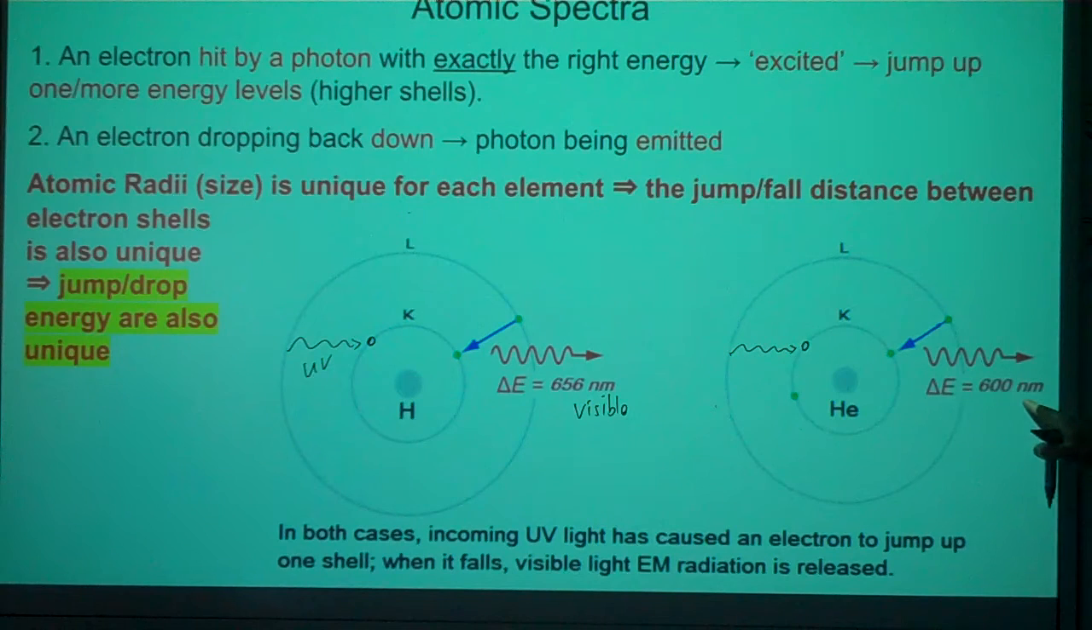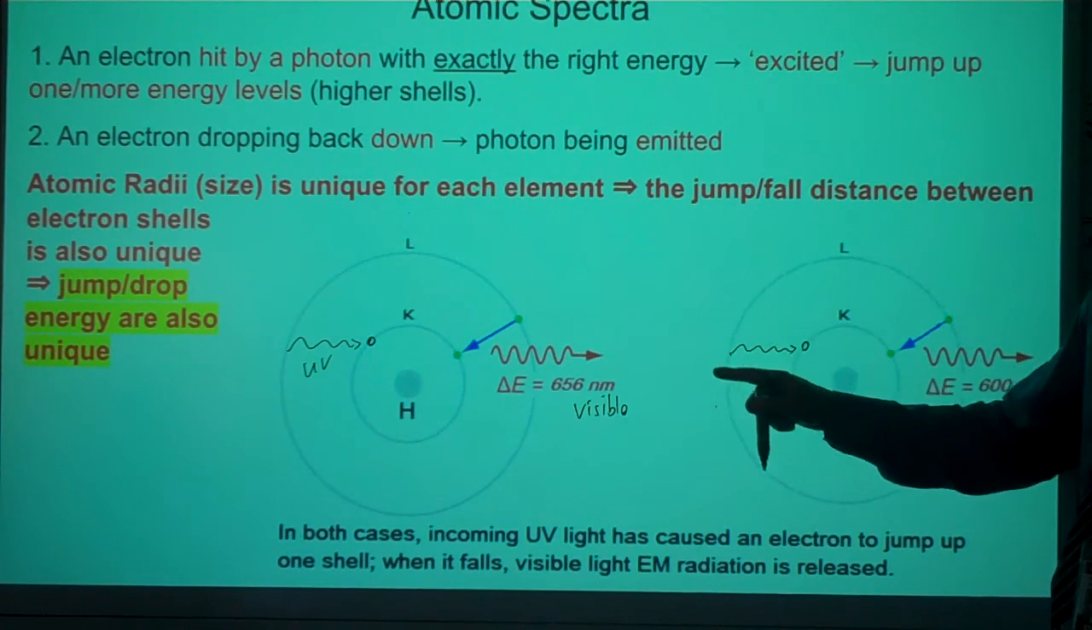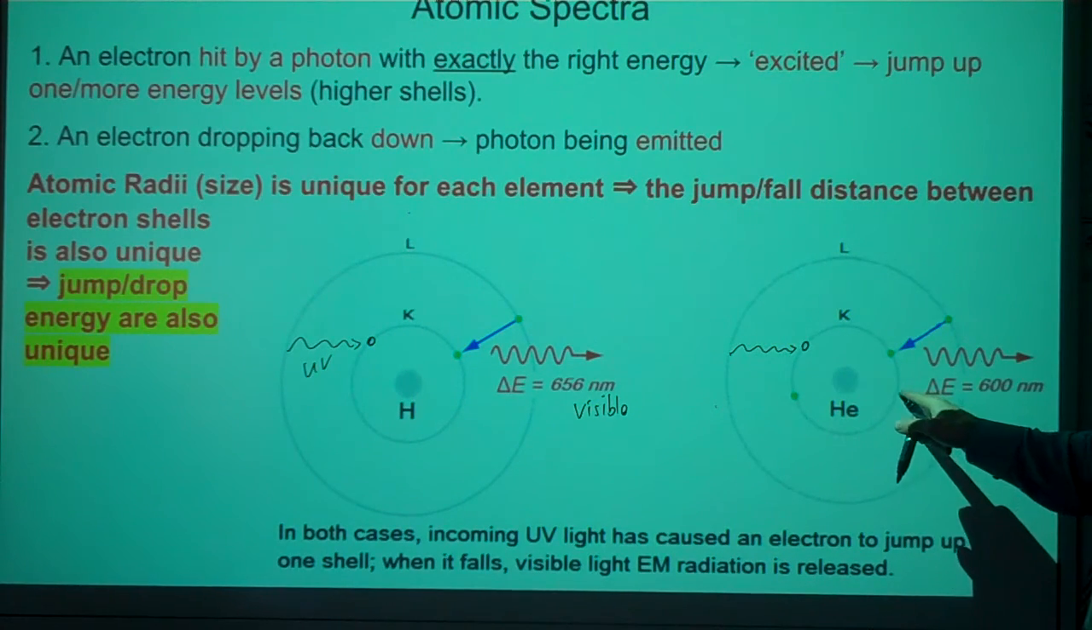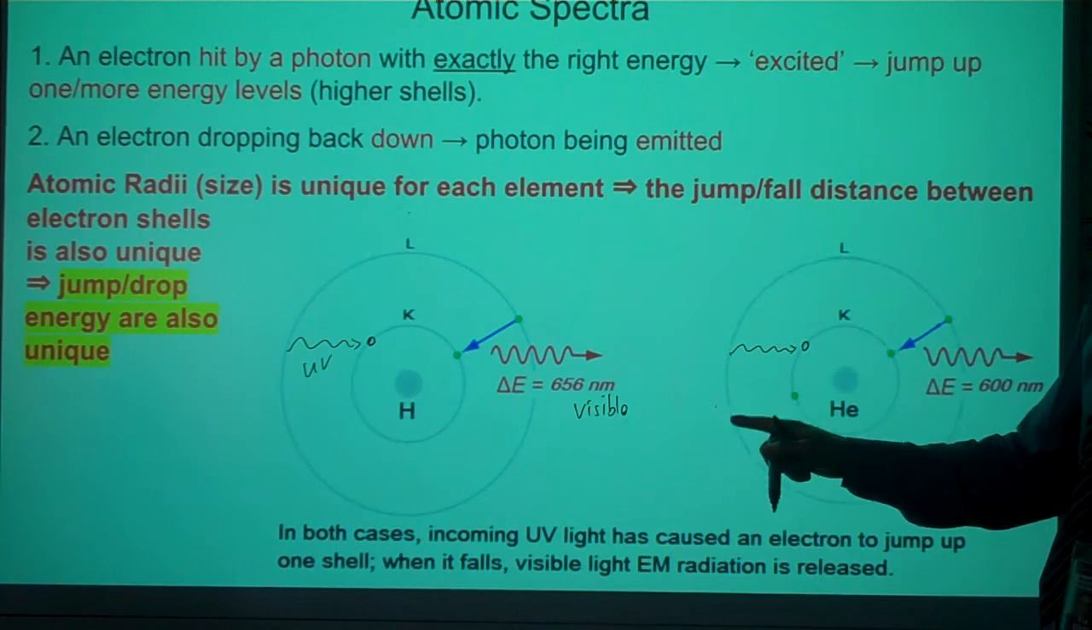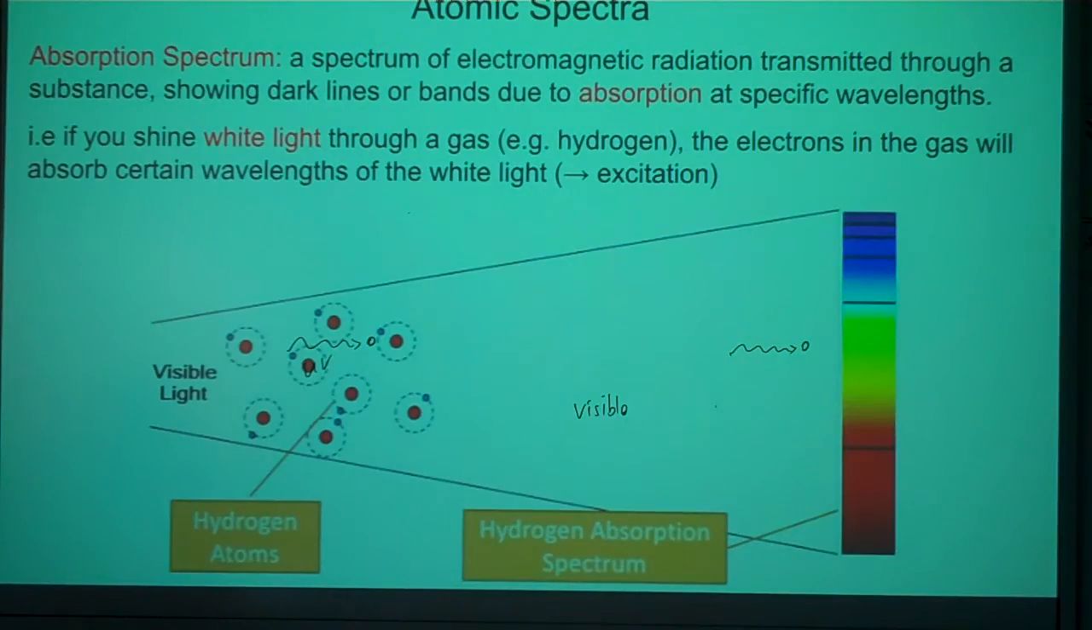So the energy that it emits when it does that is less and different, but still visible. You understand? So that is just a simple example. One electron in the case of hydrogen, one electron in the case of helium. The difference in size means a different jump and a different colour being given off. Now, let's have a look why this is significant.